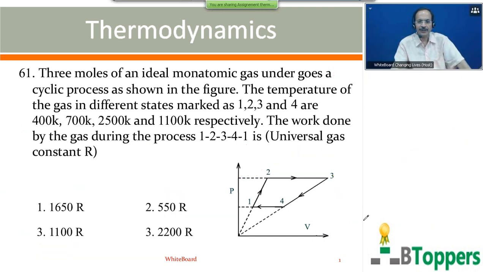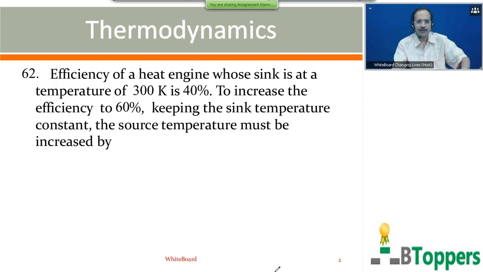So for question number 61, which I have just discussed now, the first option is the answer. Then look at the next question, question number 62. Efficiency of a heat engine whose sink is at a temperature of 300 Kelvin is 40%. To increase the efficiency to 60%, keeping the sink temperature constant, the source temperature must be increased by. So this problem was also given in the previous MHT-CET exam, in 2013 or 12.